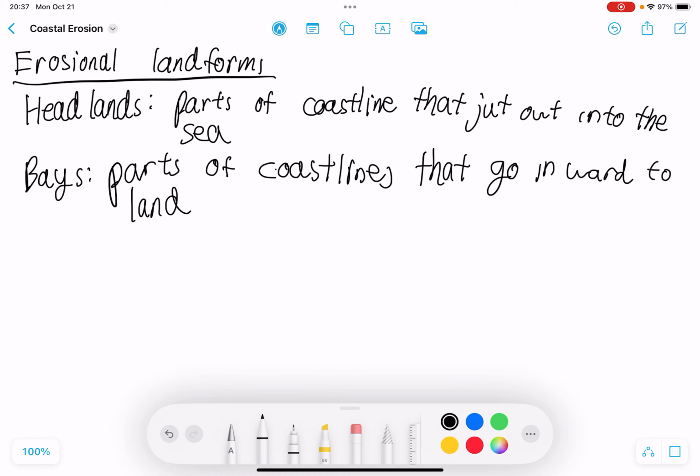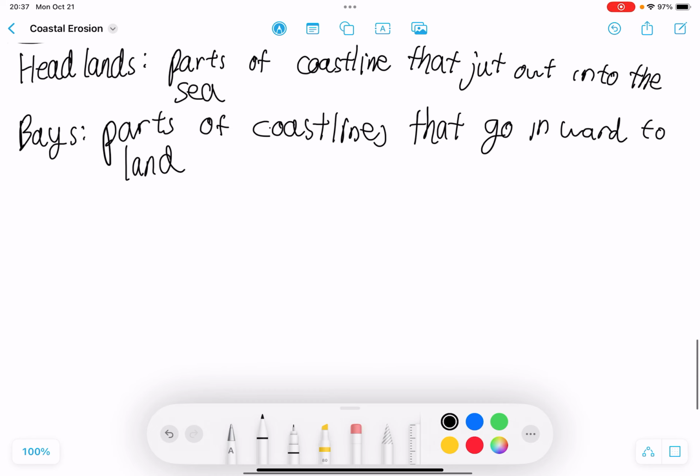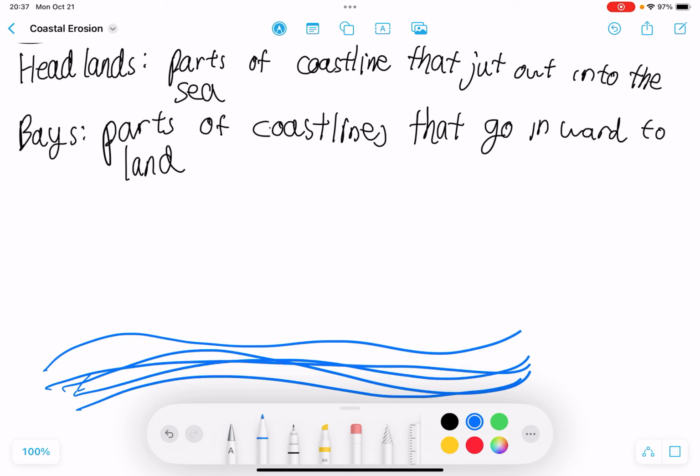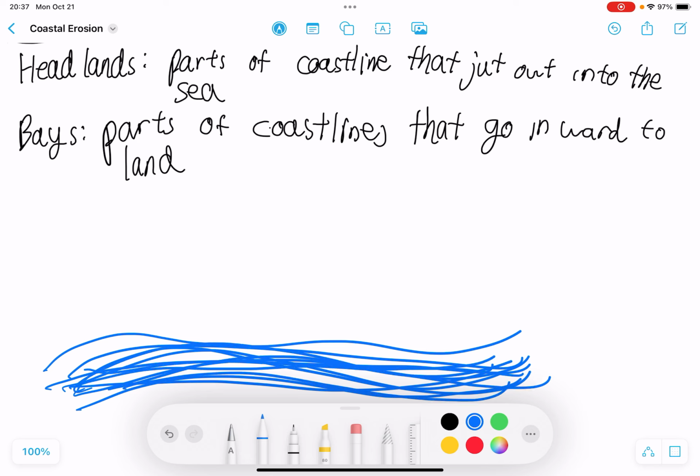So the formation of headlands and bays is by a coastline. Let me just draw a quick diagram. A coastline. So this is the sea, which looks pretty nice, I guess. It's blue anyway, so we can recognize this is the sea. Let's draw the coastline. So this is going to be from a bird's eye view. It's like we have a drone, looking down from the top to bottom, or we're like a seagull looking down from the top to bottom, and this is what we see.